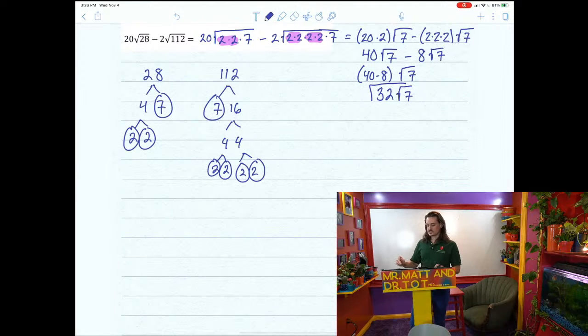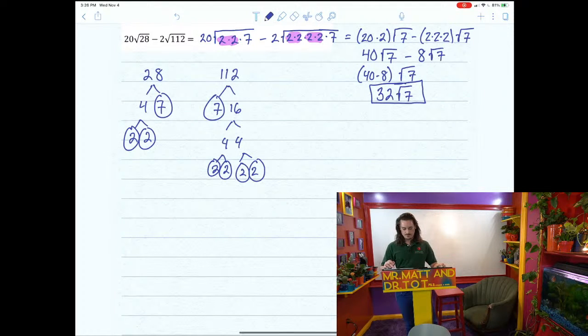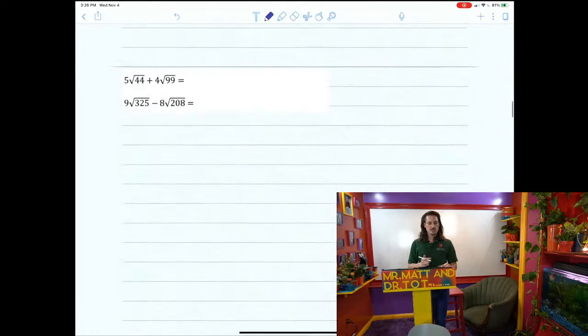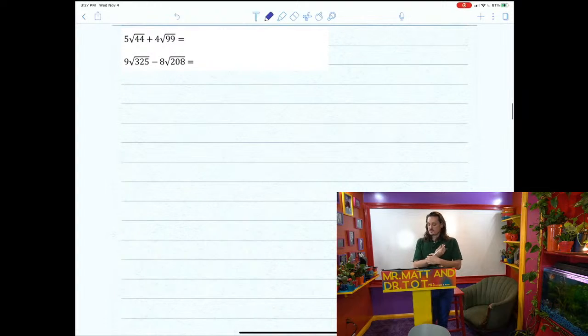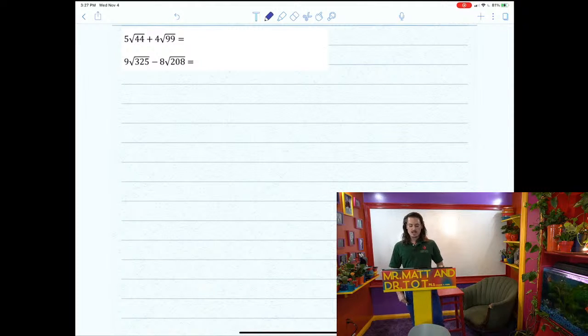If you have any questions, then please let me know. Otherwise, I'm going to give you 3 minutes. I'd like you to look at both of the next questions. The first question is 5 root 44 plus 4 root 99. And the second question is 9 root 325 minus 8 root 208. I'll give you 3 minutes, then I'll give you the solutions.